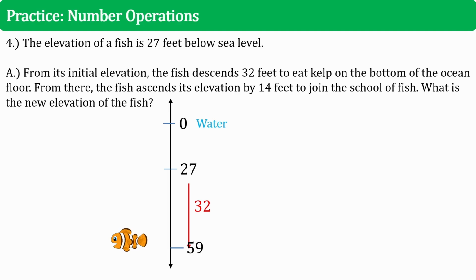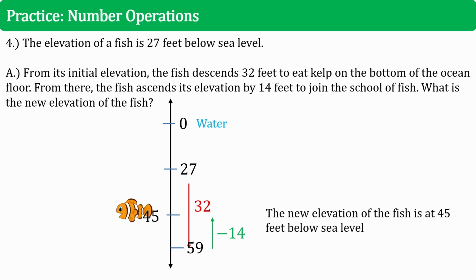Then the fish ascends, so it goes up 14 feet. And when it goes up, I'm going to subtract it because that's in the opposite direction. 59, add negative 14. That gets me that level there, and that is going to be 45. So I would say that the fish's new elevation is 45 feet below sea level.